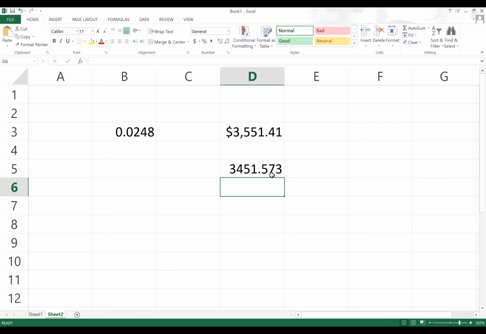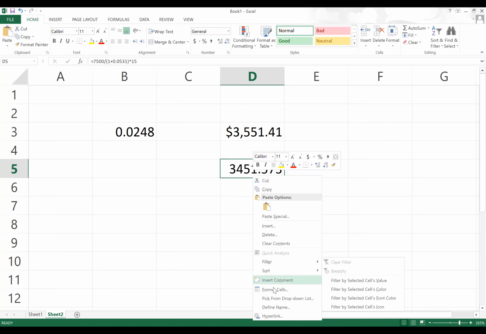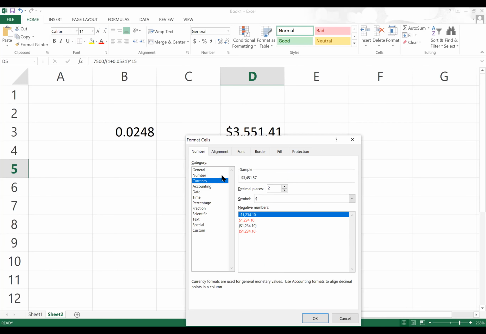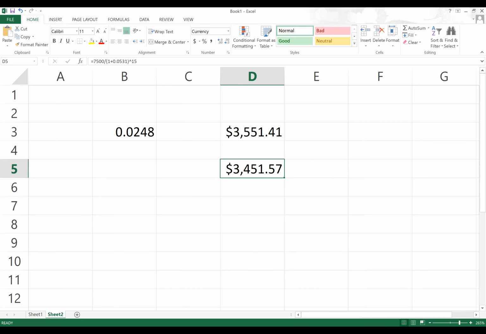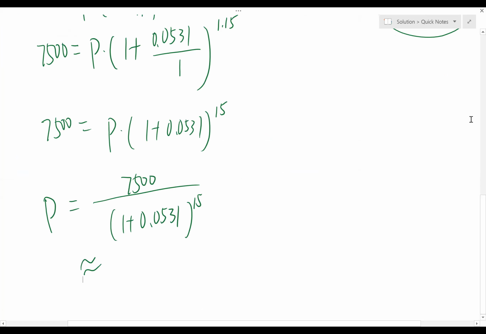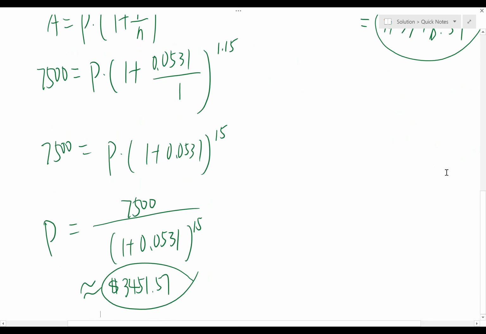We expect to pay less. How much less? It's about $100 less, right? Still, it's better, meaning your interest, your return on investment, is $100 more. So usually it's a slightly better case compared to that. So it's $3,451.57. So lower purchase price, also higher return.